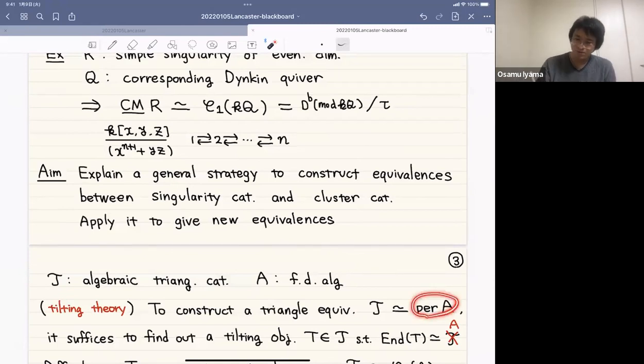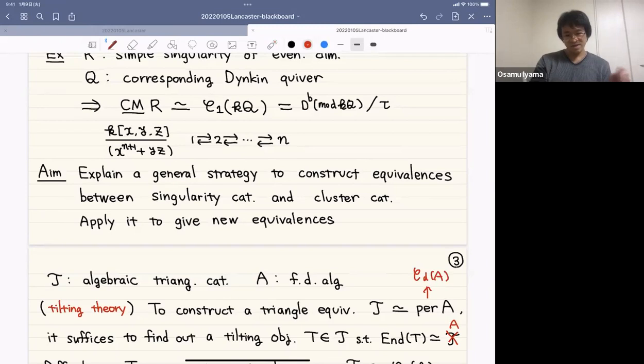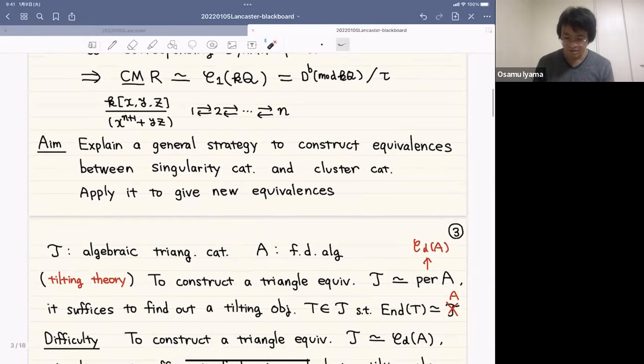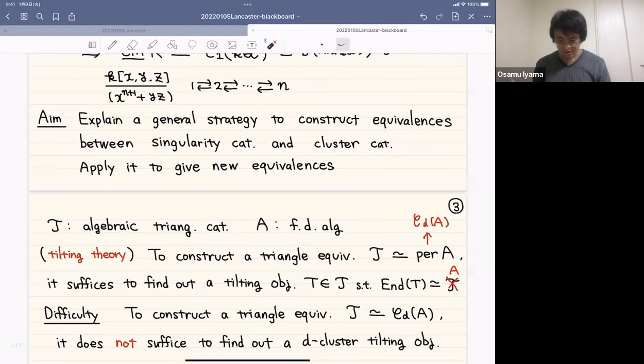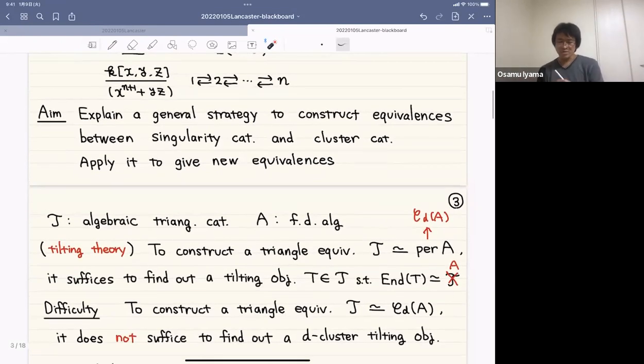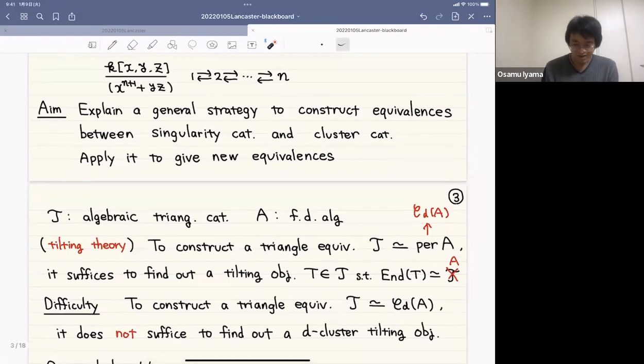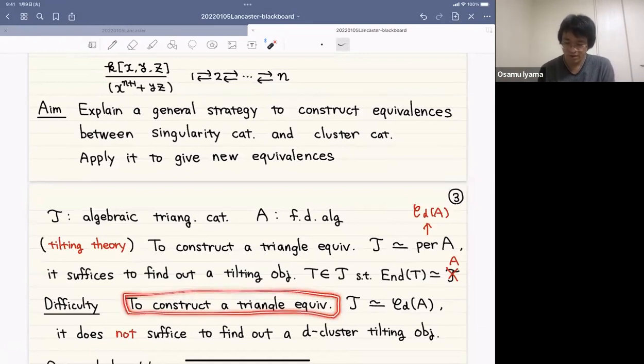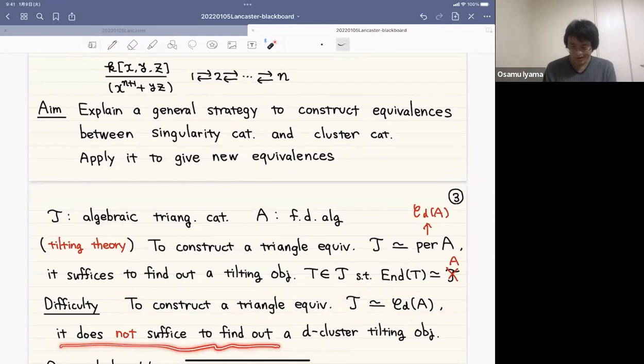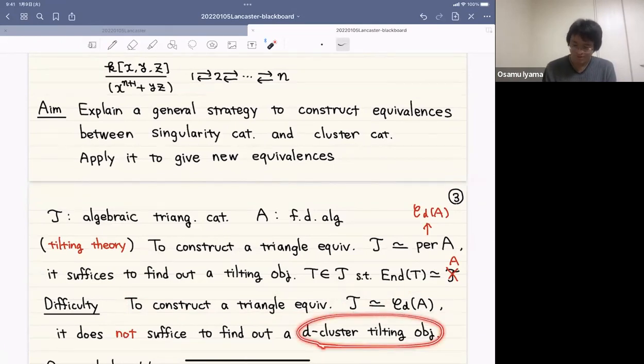So instead of the perfect derived category, we wanted to prove an equivalence with the cluster category of A. But actually, cluster tilting theory is not as strong in some sense as tilting theory. The difficulty is explained as follows. In contrast to tilting theory, to construct a triangle equivalence between T and the D cluster category, it does not suffice to find a certain D cluster tilting object from T.